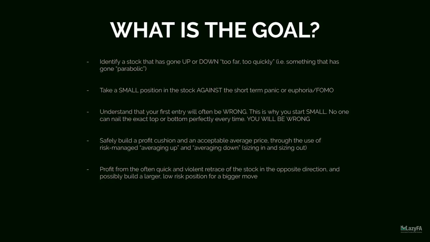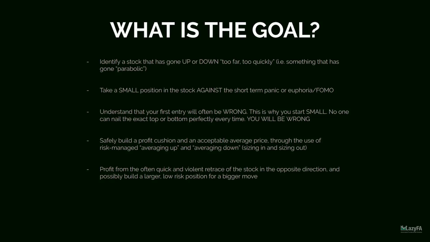When we find something that's gone parabolic or is going parabolic, no matter what time frame you're looking at, whether you are looking at a daily chart, a 5-minute chart, a 1-minute chart, or 30-minute, or whatever kind of chart you're looking at, the goal is to take a small position in the stock against the short-term move and understand that your first entry is usually going to be wrong. That's why you start small. If you guys have traded before, you most likely know that nobody can hit the exact top or bottom perfectly every single time. You're going to be wrong.